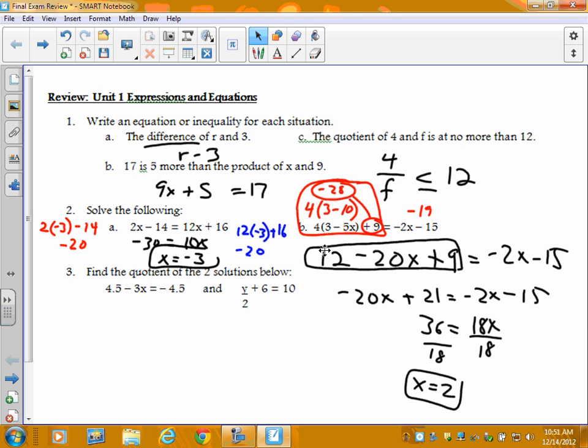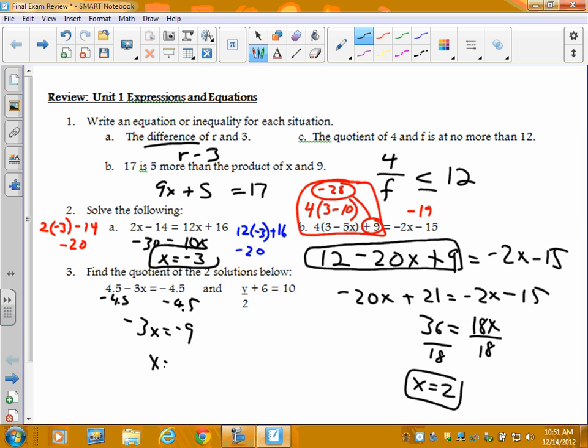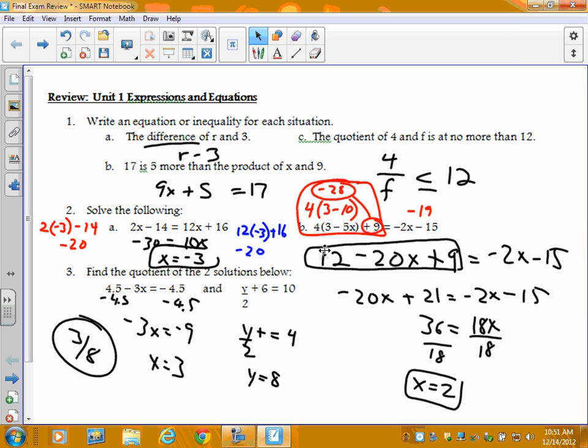It says find the quotient of the two solutions below. So when I subtract 4.5 to the other side, it gives me negative 3x equals negative 9. So x is 3. Over here, y plus y over 2 equals 4. So y is 8. So the quotient of those is 3/8. Just find the quotient of this. Take your calculator, do 3 divided by 8. So that's what quotient is: divide.